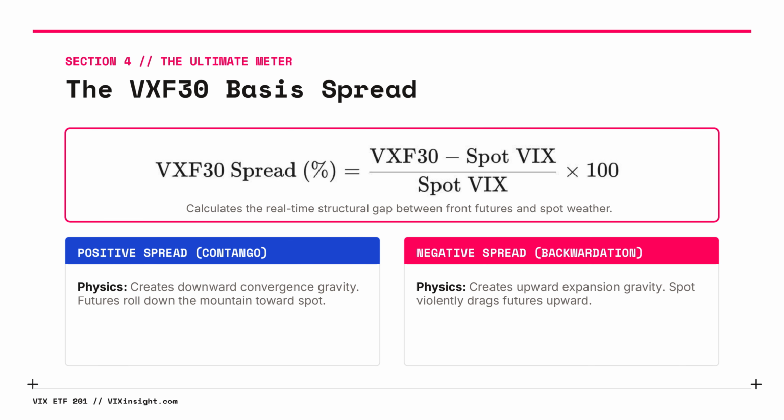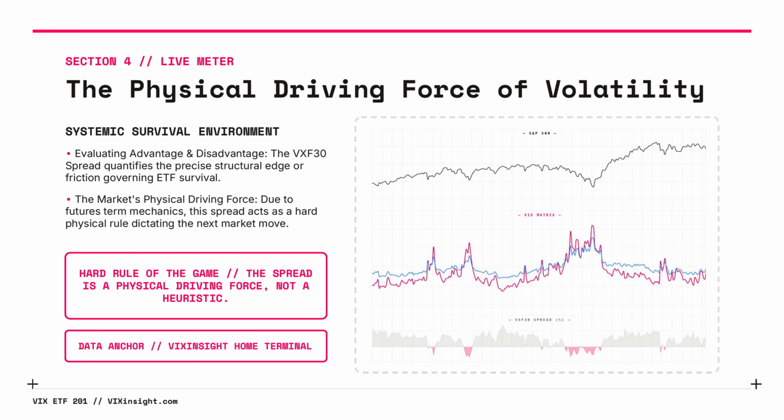And on the VIXinsight real-time spread radar, this spread is our ultimate physical gauge. It tells us exactly how much of an advantage or disadvantage our ETFs have in the current survival environment. And it is the hard physical driving force built directly into the physics of volatility.